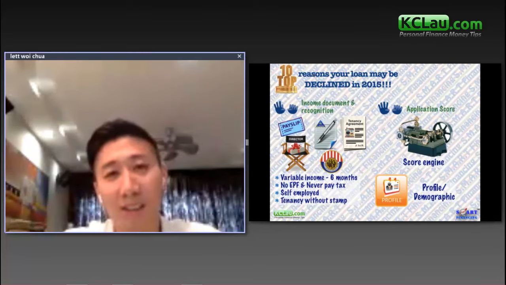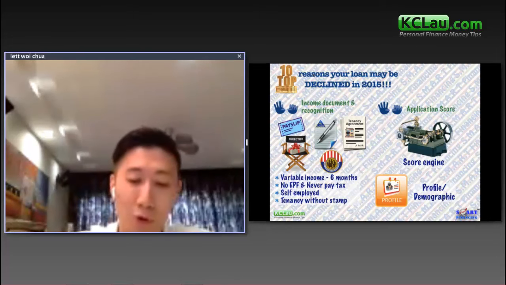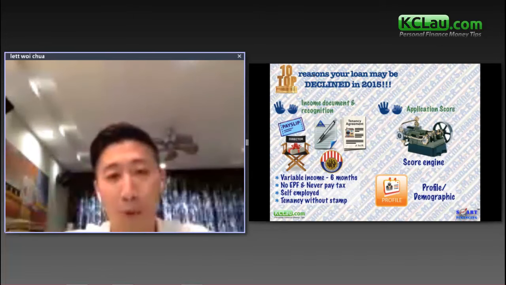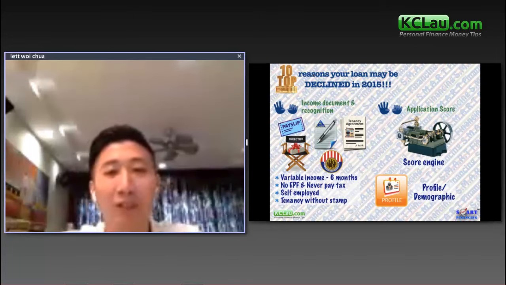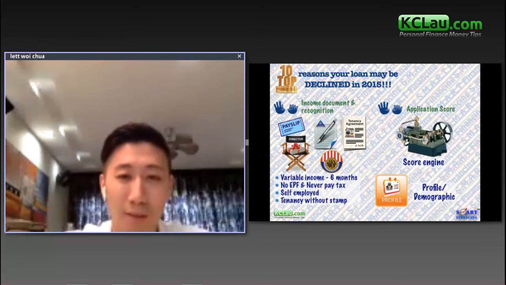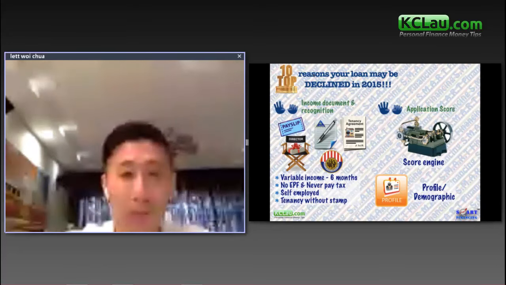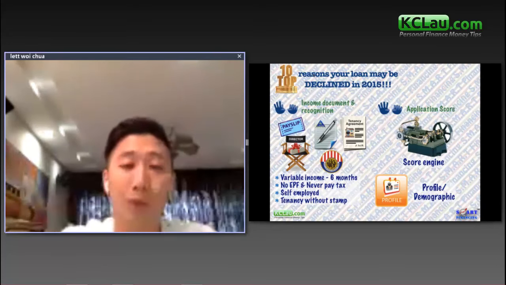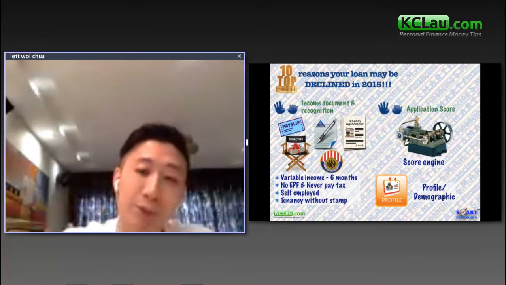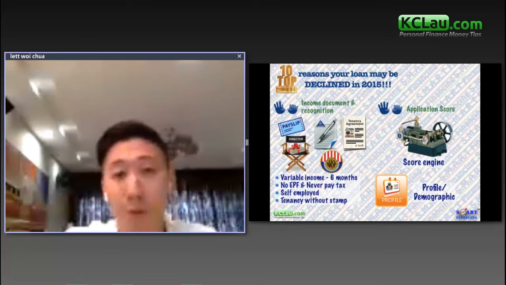This score engine takes the details of our profile or demographic details. I think all of us are aware that when you apply for a housing loan from the bank, we are required to fill up long, detailed application forms. We fill up where we stay, where we work, even to a certain extent our spouse details or how many siblings. All those details are very important because they will give you a score. They use those details to do profiling and to give you a score.